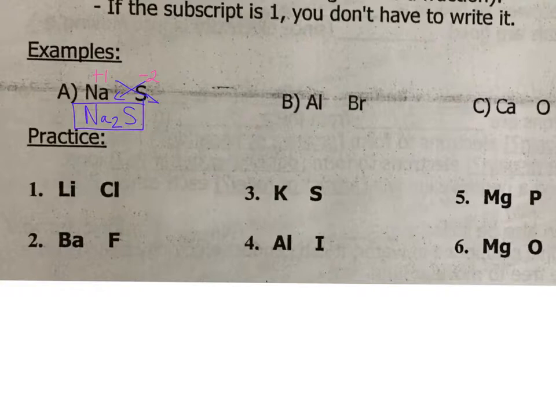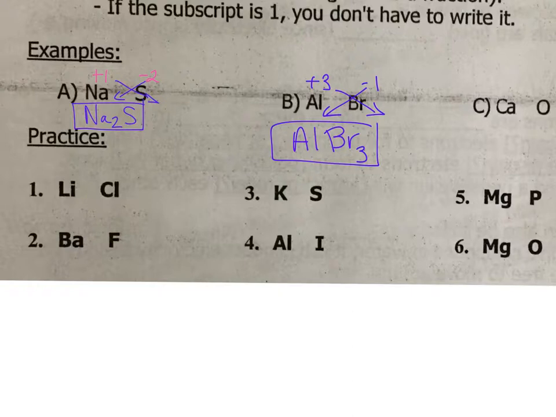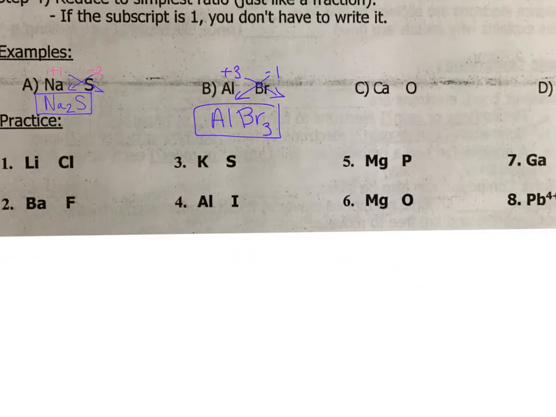So aluminum is from group 13, plus 3. Bromine is group 17, minus 1. Good job. Nice work. Crisscross those guys. We get Al, we don't write 1s, Br3. Done.